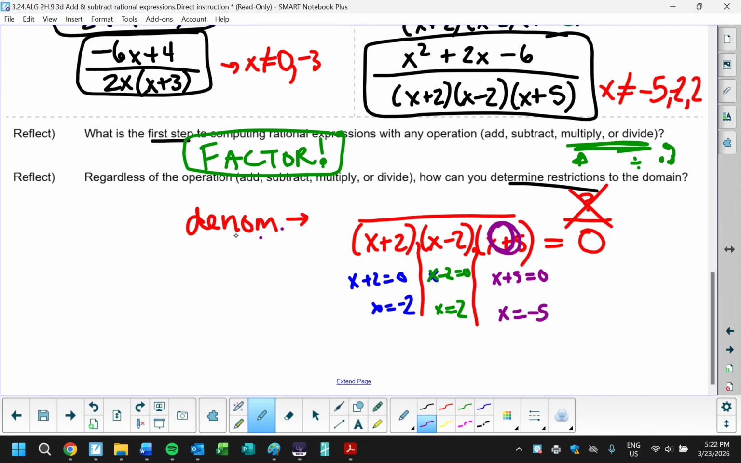So the key is to look at the denominator, imagine that it is equal to 0 as an equation. What quantity or quantities would create 0 in the denominator, which would come up with any number divided by 0 is, well, non-existent. It doesn't work.